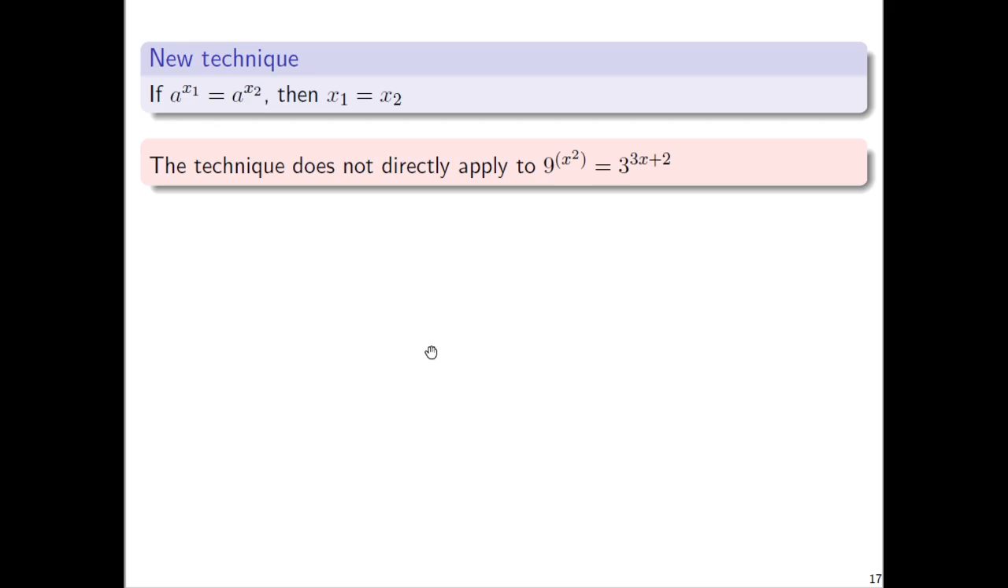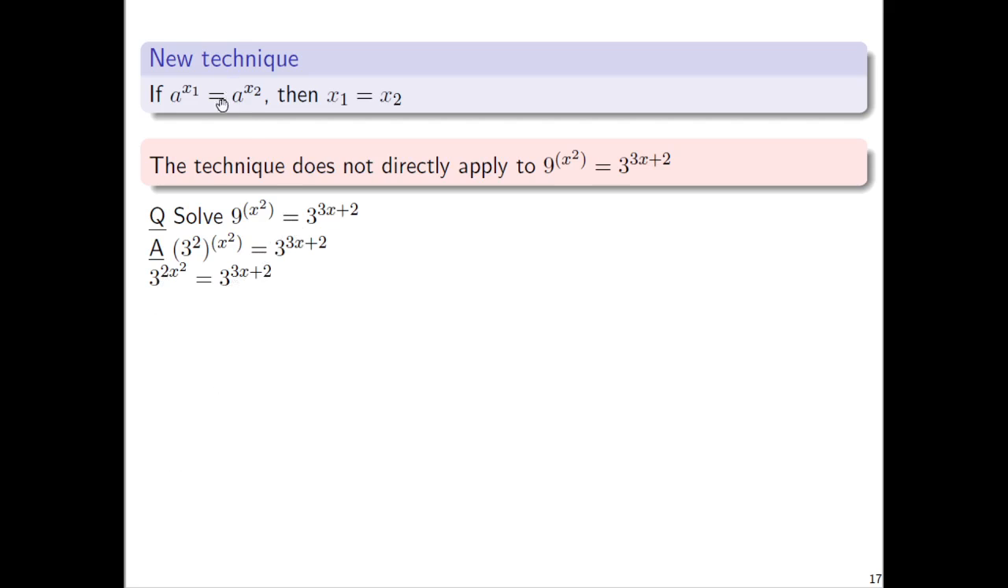Okay, well, this new technique doesn't apply to the equation 9 to the x squared equals 3 to the 3x plus 2 because the bases don't match. We have a base of 9, we have a base of 3. So what we can do is change that 9 into a 3 squared. And then we have that exponent formula from way back when in the second week of the semester, and we can multiply the exponents together. So this is 3 to the power, now 2 times x squared is 2x squared, equals, and then the right side has just remained the same the whole time, 3 to the power 3x plus 2.